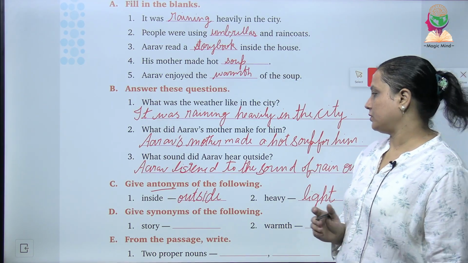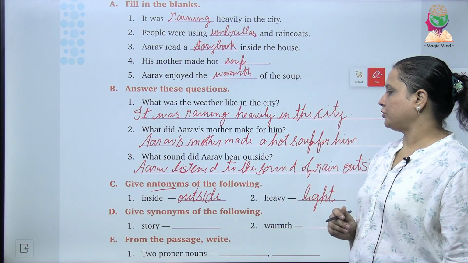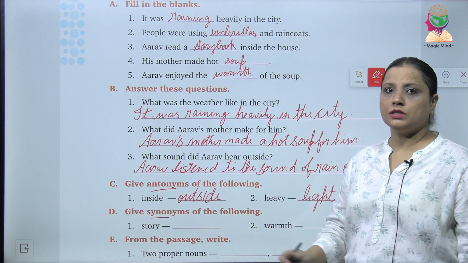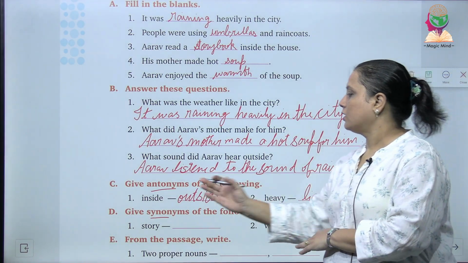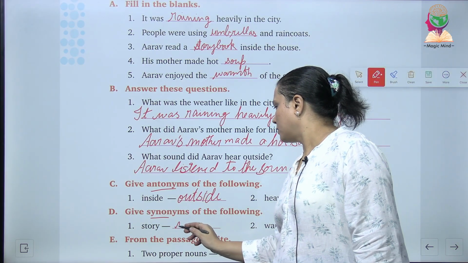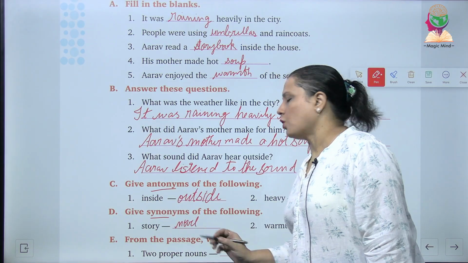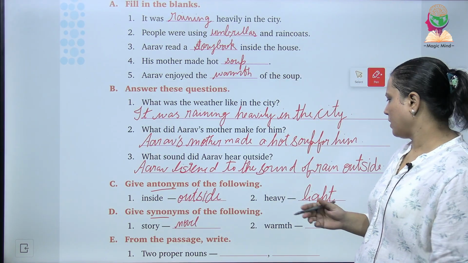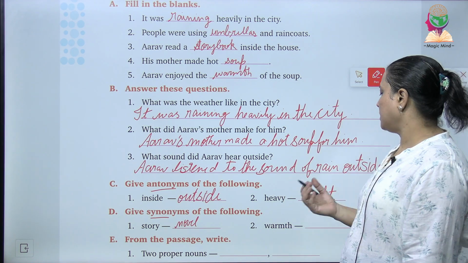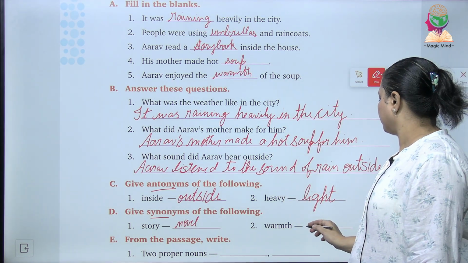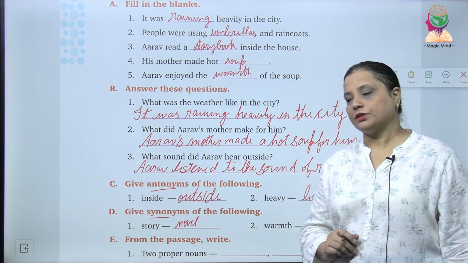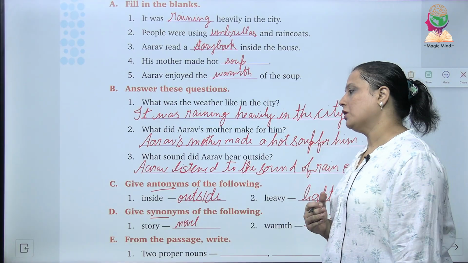Then the D question. You have to mention the synonyms of the following. Synonym means same meaning. Story. What can you write over here for story? A novel can be written as a story. Then the same meaning for warmth. What is the other meaning of warmth? You can mention heat. So this is it with question number D.